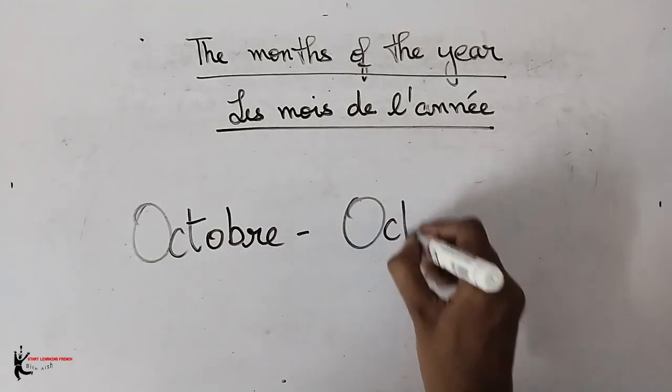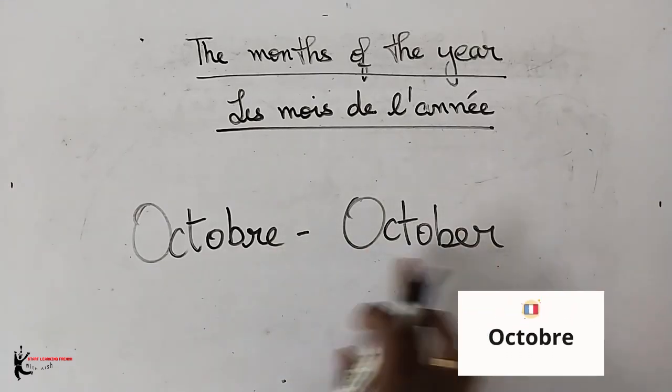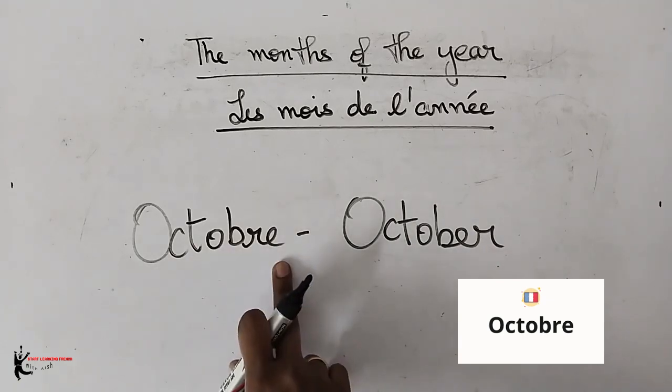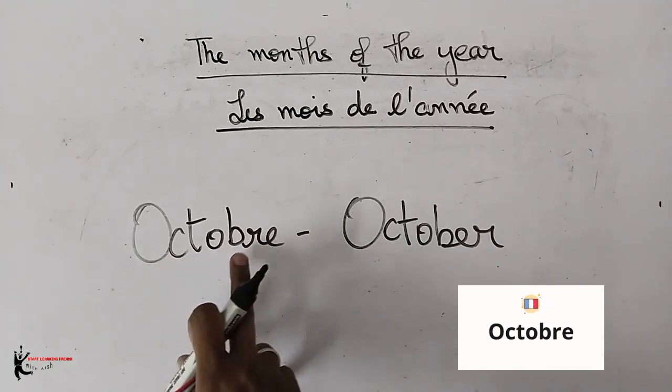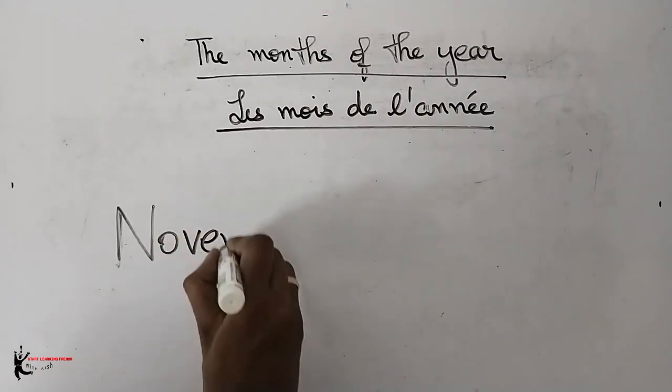Next, octobre is October. Same R-E instead of E-R. Octobre, October. O-C-T-O-B-R-E. Octobre is October.